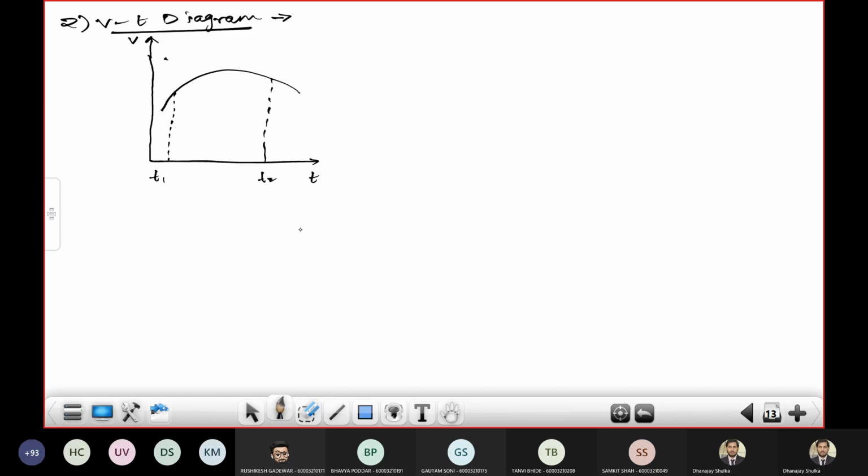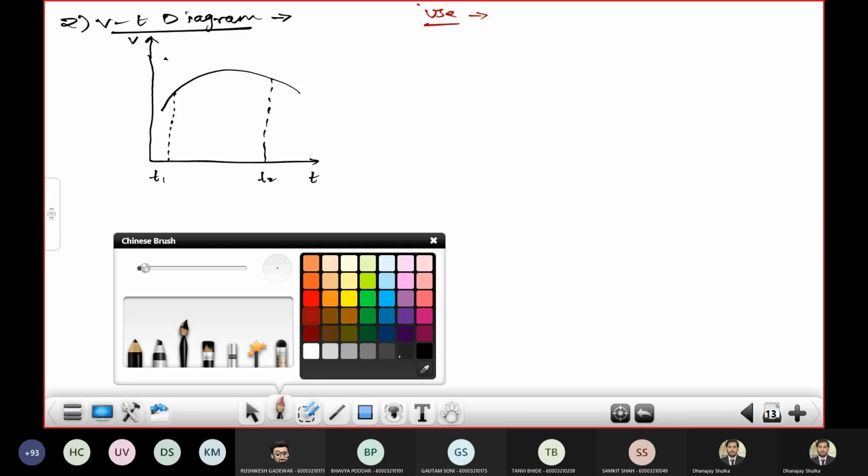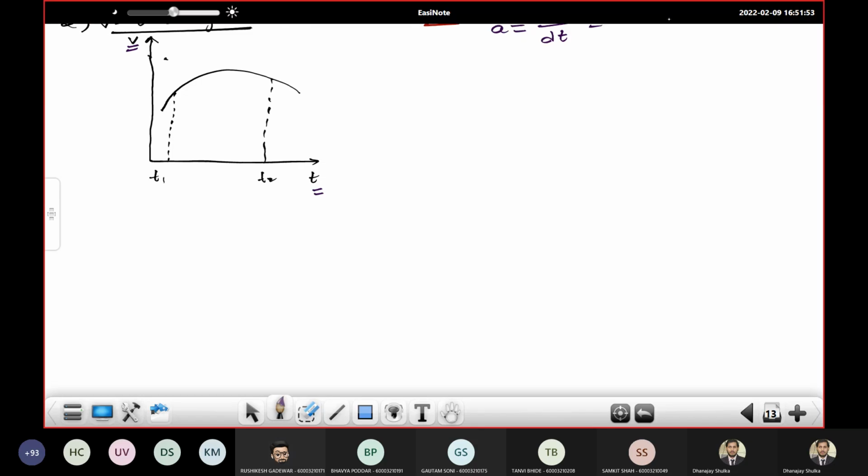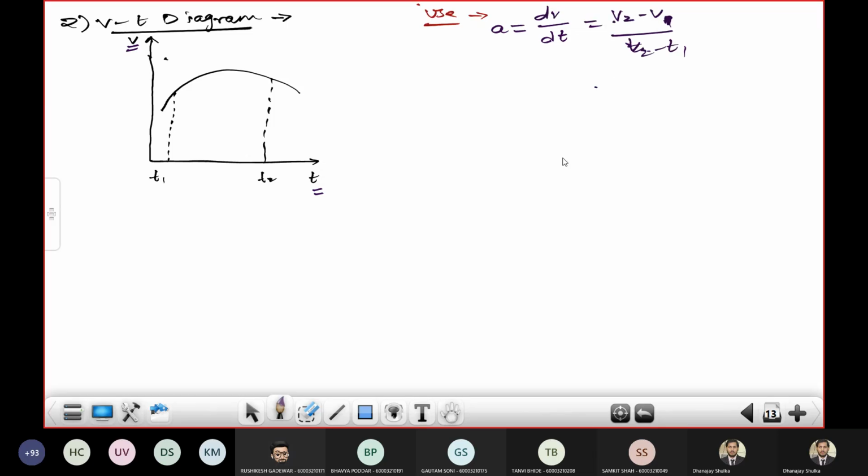Now just tell me the use of this VT curve. The first thing I know is that the y-axis represents v and the x-axis represents t. So if I consider a slope, that will be dv by dt, and I know that this dv by dt is nothing but acceleration. So this can be written as (v2 minus v1) upon (t2 minus t1). This is the slope, am I correct?